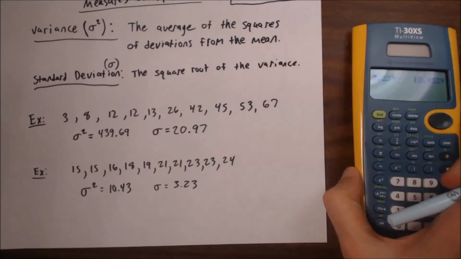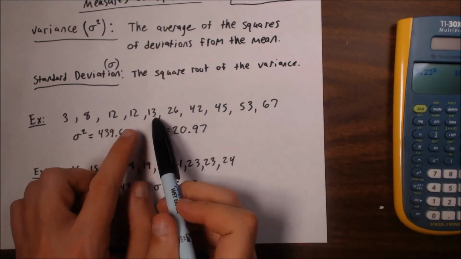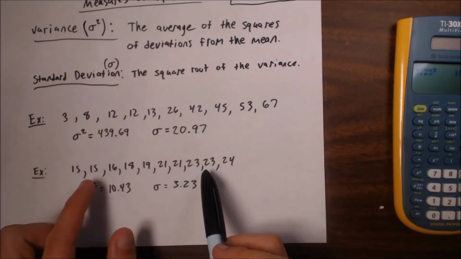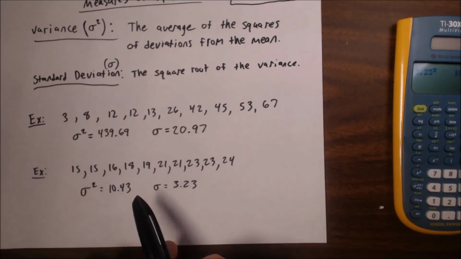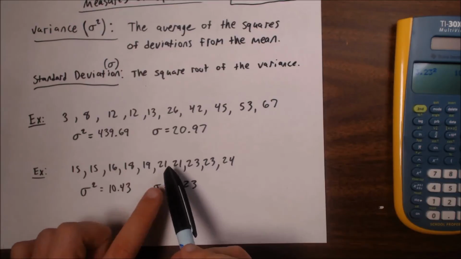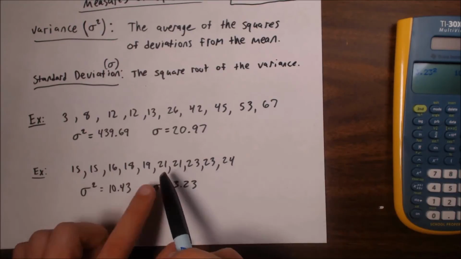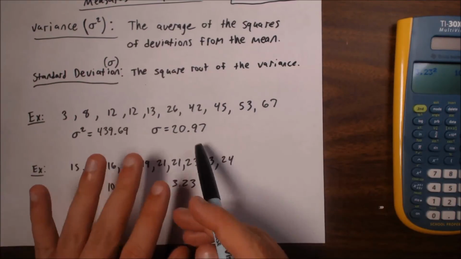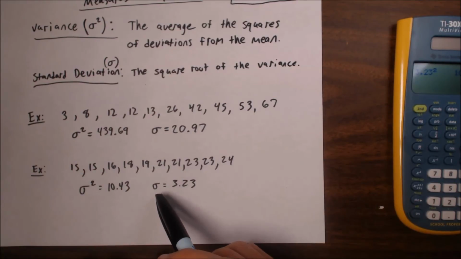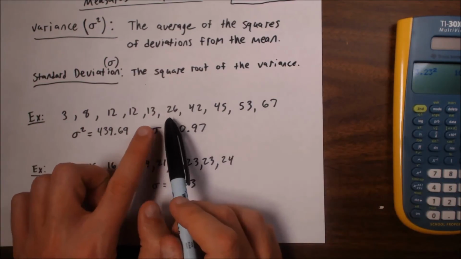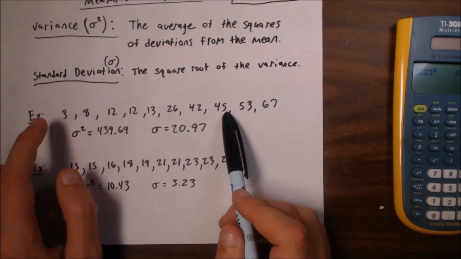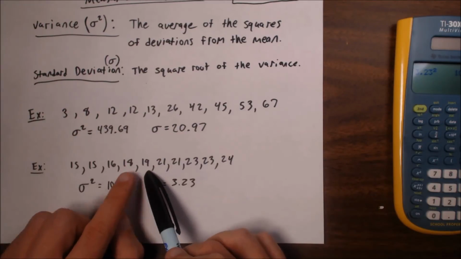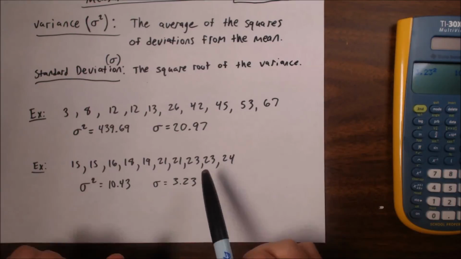So what do these numbers mean? Well, let's look at these data sets. Notice that this data set is much more spread out than this data set. These are much closer together. The mean of this one's probably somewhere around 19 or 20. The median's somewhere around the same. The middle number here is probably somewhere around the 30s. But the data is way more spread out. It goes all the way from 3 up to 67. These only go from 15 to 24. It's only got a 9-point spread.